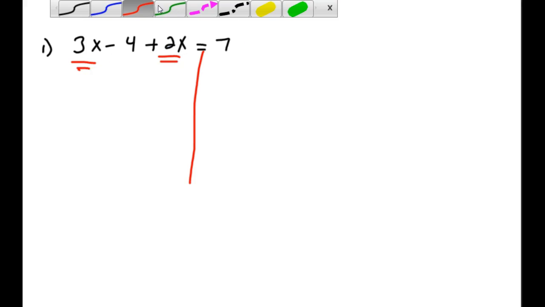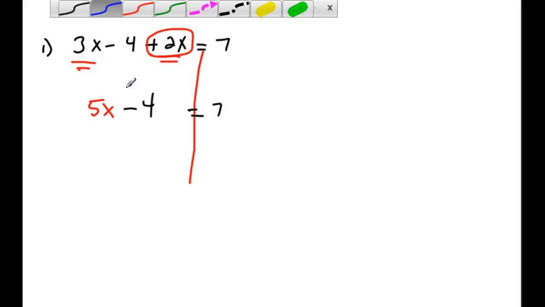Everybody in class has passed this part, so just treat it like a combining like terms problem. 3x plus 2x makes 5x on the left. Minus 4, and it will equal 7. Now on the left side you've got x's and you've got regular numbers which are called constants. You just want x's all alone.